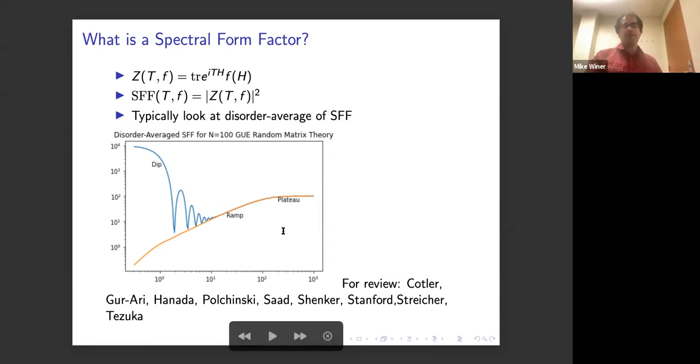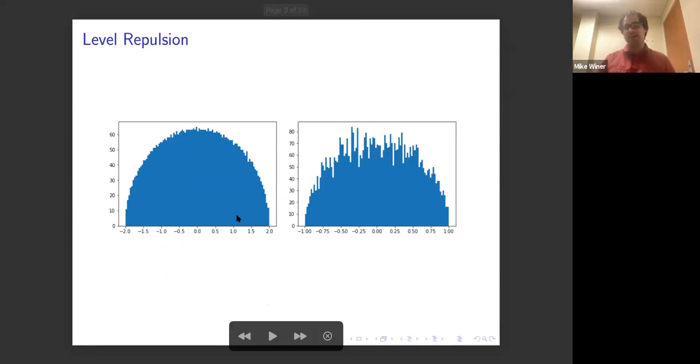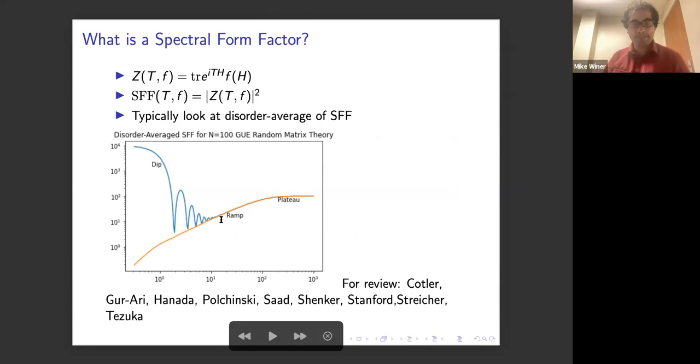So I made a graph of the SFF for pure random matrix theory. It has three famous regimes called the dip, the ramp, and the plateau. So, the dip: it starts off, Z is just going to be the size of the Hilbert space. So we start off at Hilbert space size squared, and then we go down. There's a little bit of a ringing effect here, which comes from the fact that the density of states is not an analytic function of E.